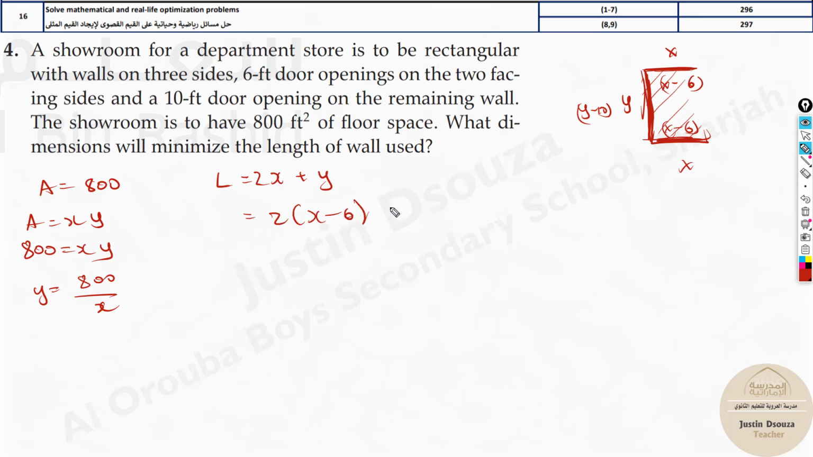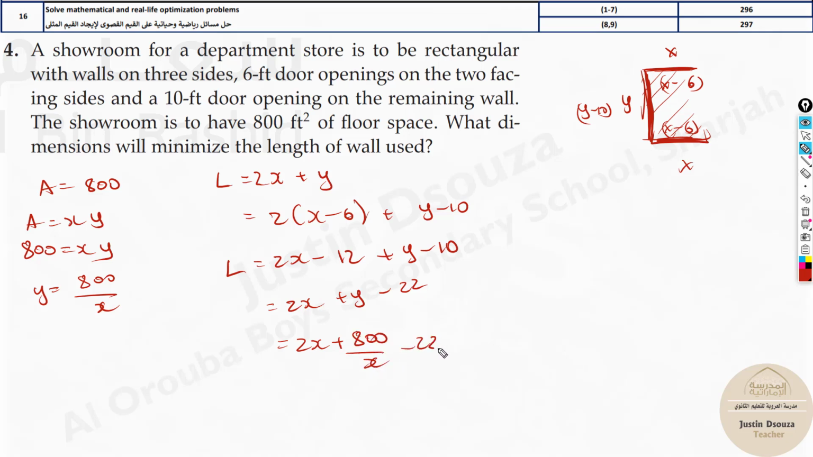So x minus 6 plus y will be y minus 10. Now you basically multiply this 2 inside. It will be 2x minus 12 plus y minus 10. And now here, this is L. Now just try to rearrange. Before we can simplify this, what you can do is take this to the other side. It'll be 2x. No, don't take it to the other side. Sorry. Solve it. Plus y minus 22. Now substitute the y value. y is plus 800 divided by x minus 22. This is the length which we got. It's all with respect to x now.